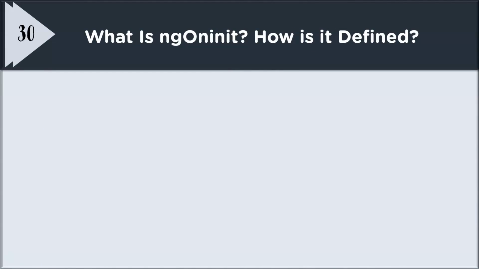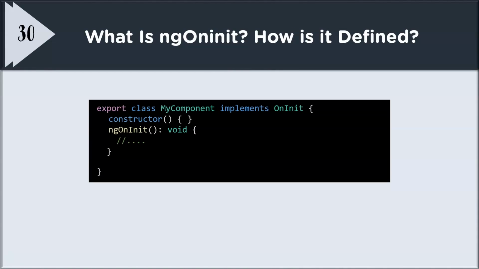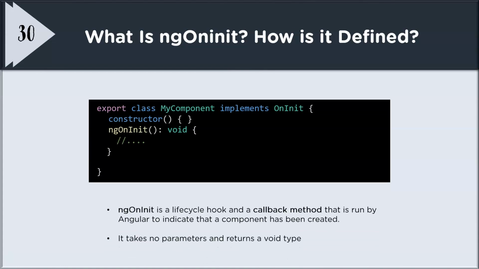Next up, what is ngOnInit and how is it defined? Now again, here's a small snippet of code. ngOnInit is a lifecycle hook, as we discussed earlier, and it is a callback method that is run by Angular to indicate that a component has been created. It takes no parameters and returns a void type. So I'm sure you can see here in the code. It takes no parameters and returns a void.